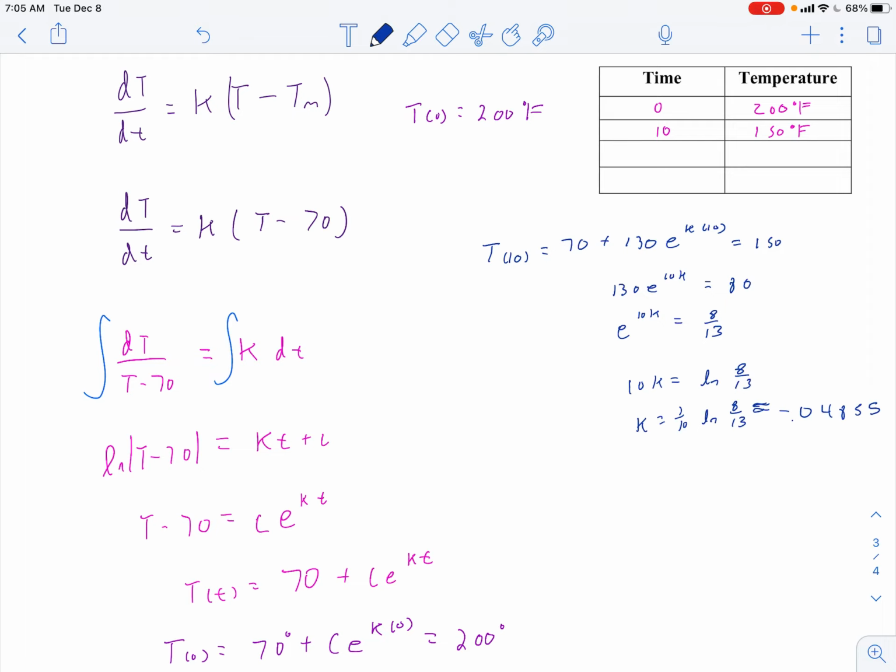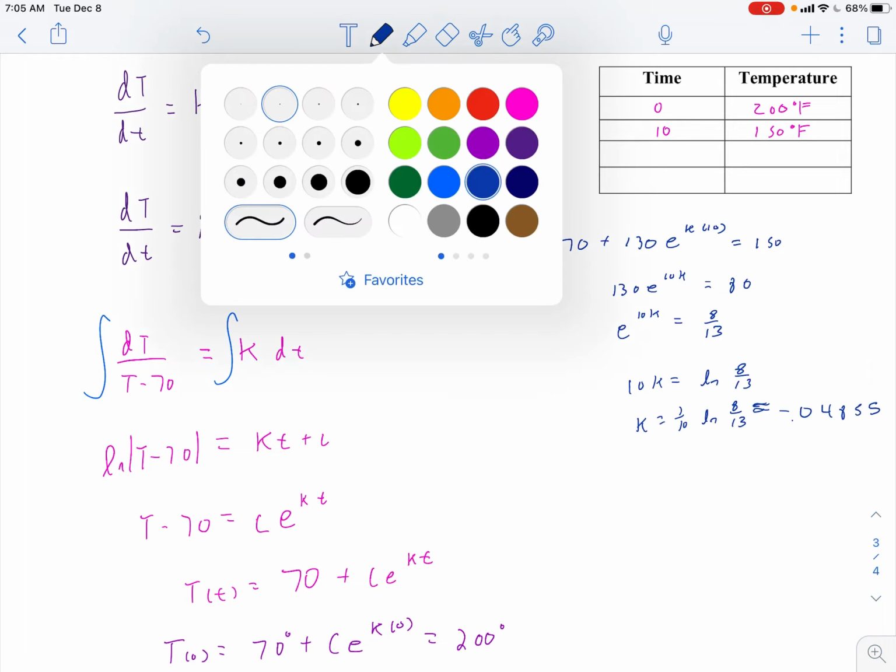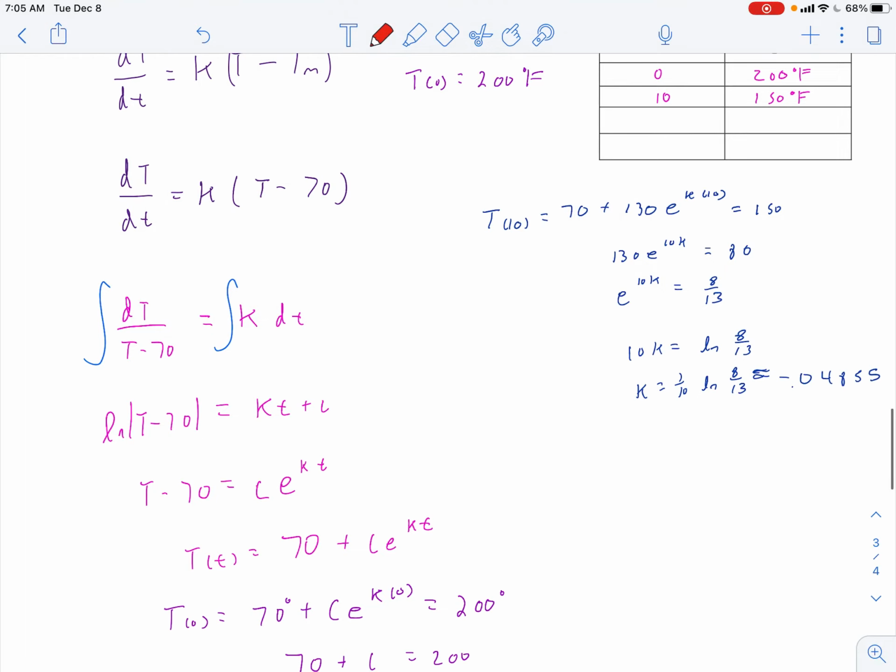All right. And now we actually have our final solution to our differential equation. We get T of t is equal to 70 plus 130 times e to the negative 0.04855. Right, those 5's are a little bit better.